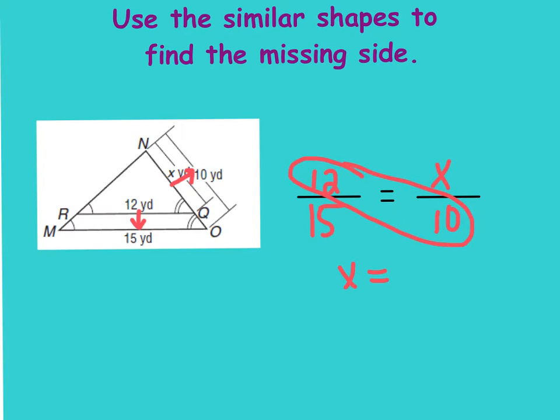This is going to give me an answer of 8 yards. Again, more than one way to do this one, so if you wanted to, you could pick the two sides of the small triangle, x over 12, and then pick the two sides of the larger triangle, 10 over 15. That would work. You would still get the same answer of 8 yards.